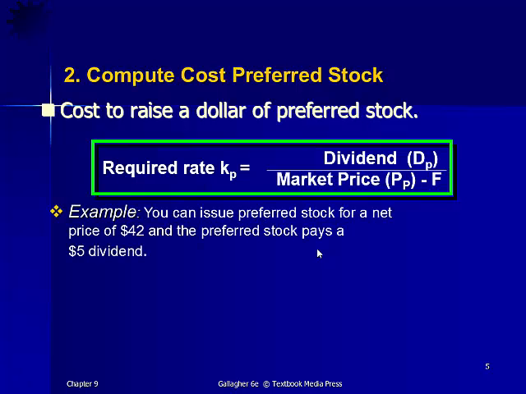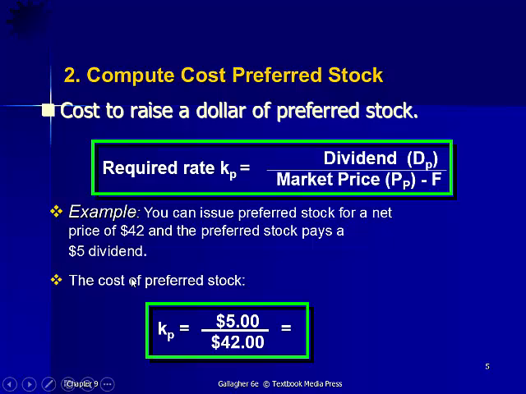So if we had a company that could issue new preferred stock at $42 per share, and that preferred stock promises a $5 annual dividend forever, because preferred stock has an infinite maturity, we would have a cost of preferred stock of 11.9%.